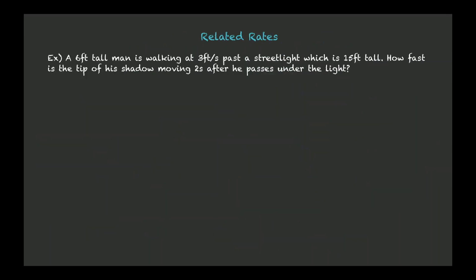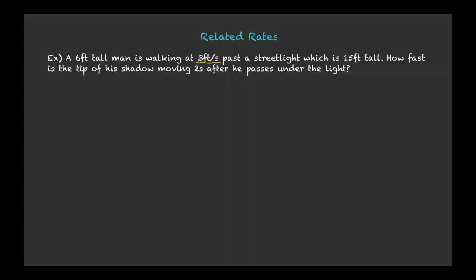A 6-foot tall man is walking at 3 feet per second past a streetlight which is 15 feet tall. How fast is the tip of his shadow moving 2 seconds after he passes under the light? All right. So our first key step on solving any related rate problem is to find the rates of change. And again, a lot of times we can find these by the units. Anytime you have a unit that's per a unit of time, like a feet per second, that is a rate of change that we're going to want to write down in a little bit.